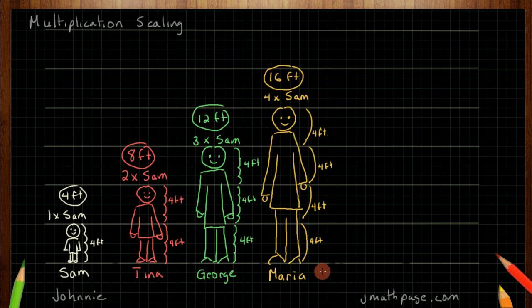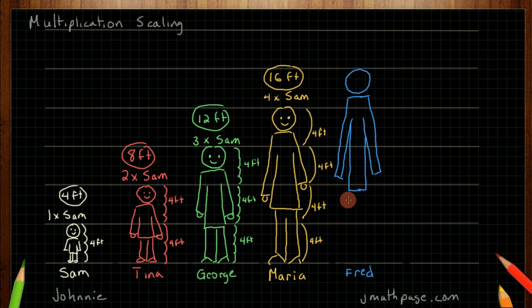Okay, what's going to happen next? Well, I think that Fred comes along. And Fred, well, you know what's going to happen here. Fred is quite tall. So here's Fred. And Fred also probably has to buy clothes at the same store that Maria buys her clothes. And they probably have to be the extra, extra, extra long sizes, right? And so Fred is quite tall, has quite long legs.